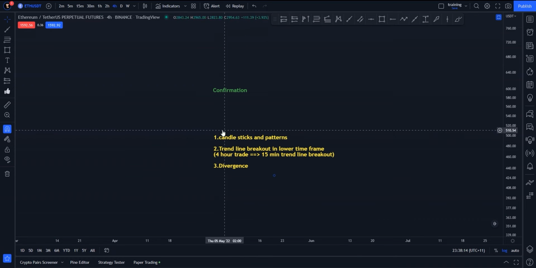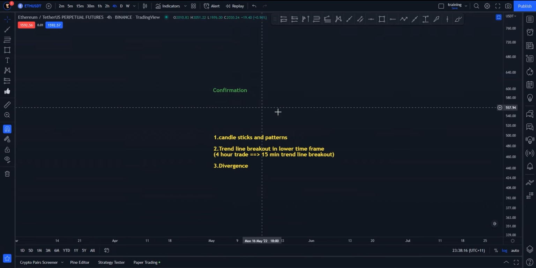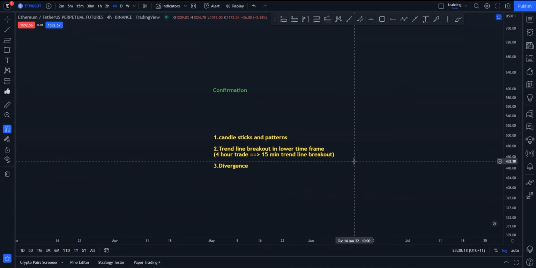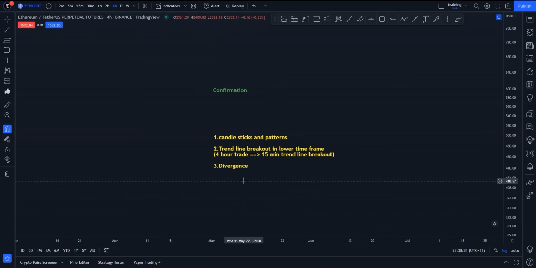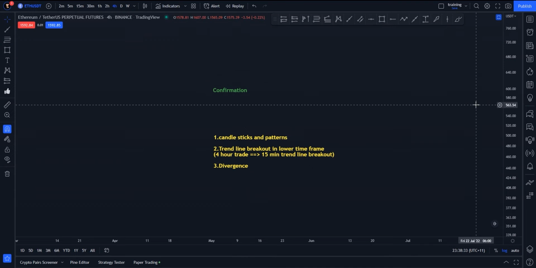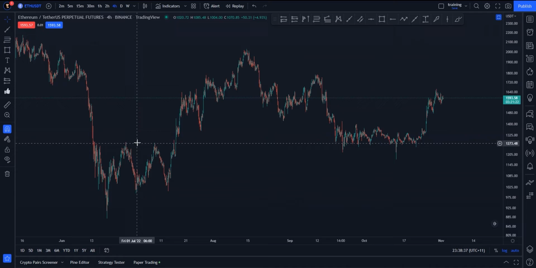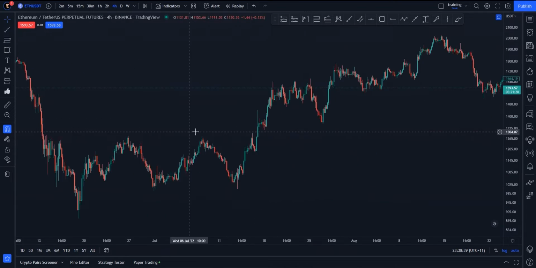Now we're going to talk about the candlestick and pattern in order to get the confirmation. Then a trend line breakout in a lower time frame, which is something that I use: on the 4-hour, I see the area of the supply and the demand, and my trigger will be a 15-minute trend line breakout. And also we're going to explain divergence in our confirmation. So let's dive into the Ethereum chart.